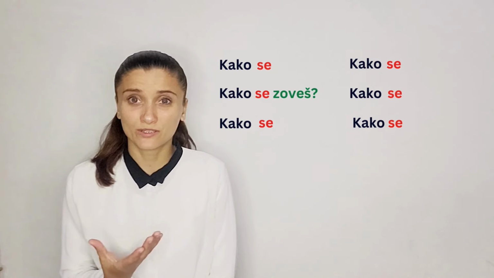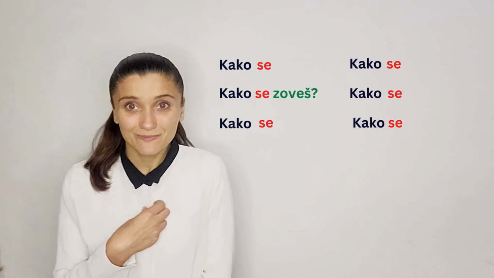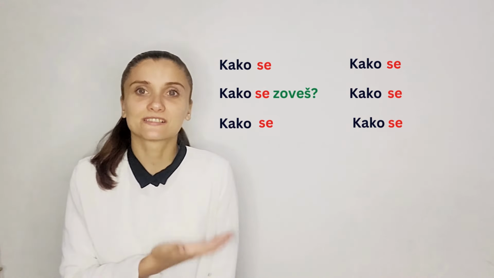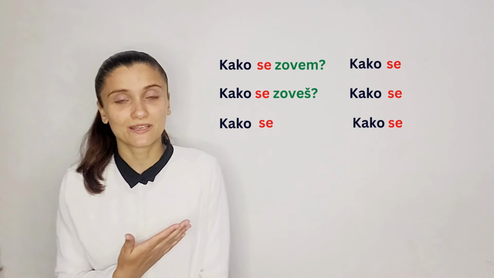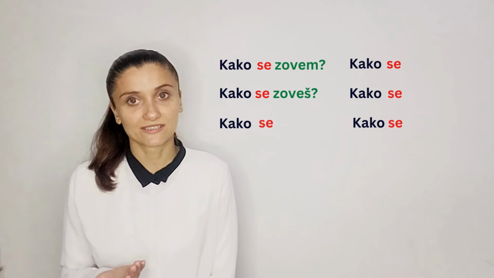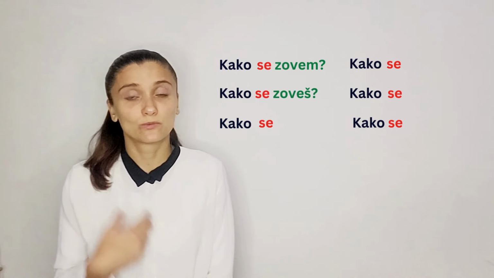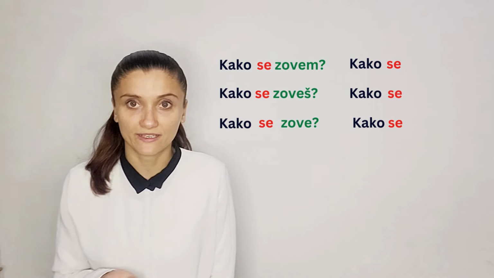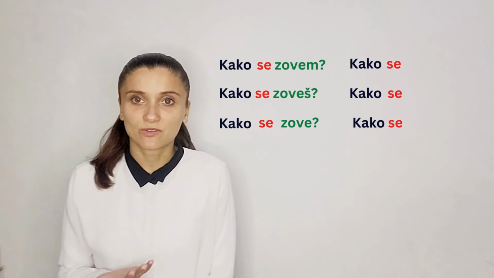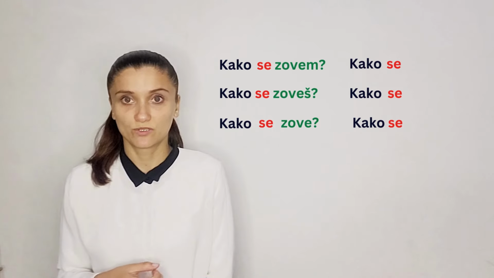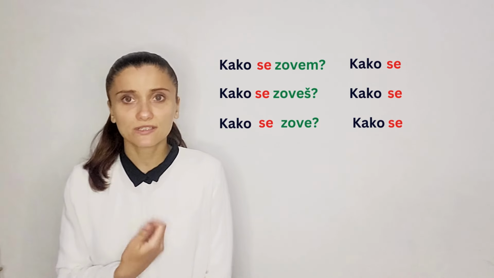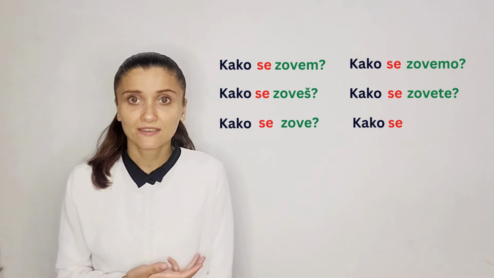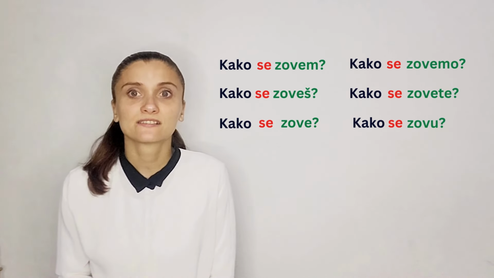So you will not normally ask what's my name, but maybe sometimes you will use it. So you would say kako se zovem. Then the second one would be kako se zoveš when you're asking someone else. Then the third one, when you want to ask about a third person who is not present here, you would say kako se zove. And if we speak about the plural, when it's more people, if you want to ask about the group that you belong to, kako se zovemo, mi, kako se zovete, vi, and kako se zovu.